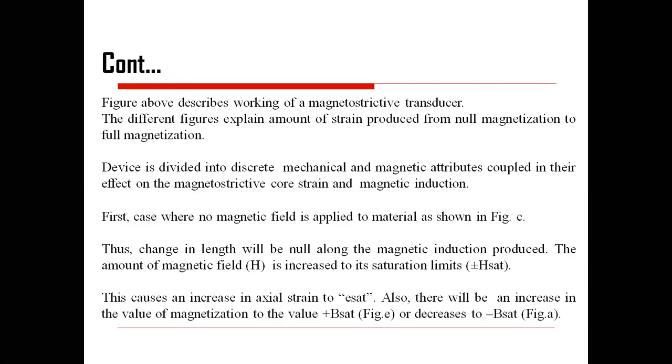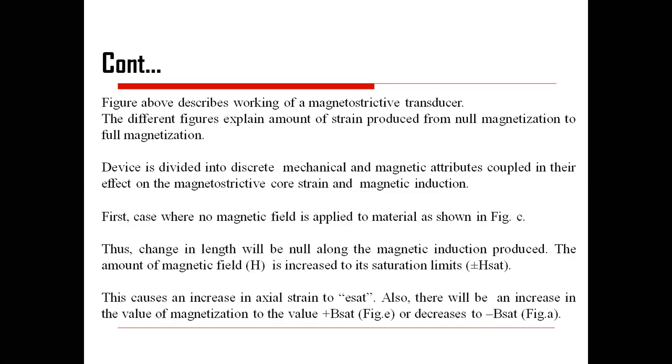Now again, this device is bifurcated into discrete mechanical and magnetic attributes. As we are having 2 points, in those 2 particular points, it has been divided into mechanical and magnetic parts, and that has been coupled in their effect on the magnetostrictive core, that is strain and magnetic induction. So the first case is where no magnetic field is applied to the material, and that one is shown in figure C.